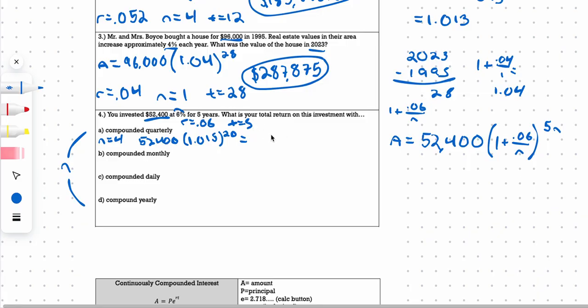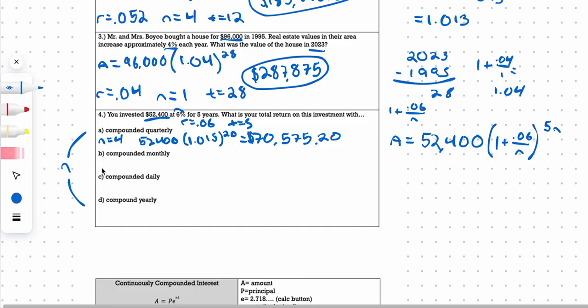And now we get 70,575. Okay. So that's when we compound quarterly. Oh, and I'm just going to put 0.20 just because it's money.